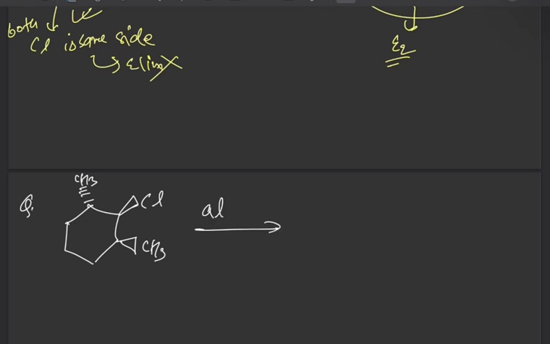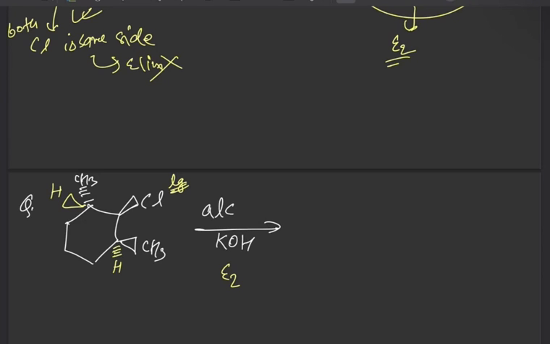Now suppose I say there is alcoholic KOH. Now tell me what should be the product. This is your case of E2, strong base, alcoholic KOH. Here the leaving group is chlorine. So it will remove which hydrogen? There are two hydrogens. One hydrogen is on the base (wedge) and one hydrogen is on the dash. So which hydrogen will be replaced, upside or downside?